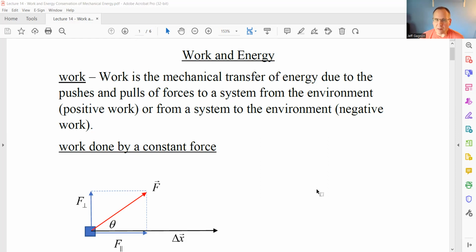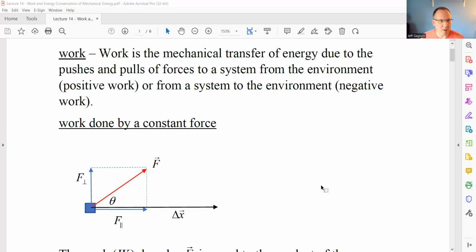And it's a transfer of energy either from the environment to a system, which would be like positive work, or from a system back to the environment, which would be negative work. So either positive work can be done on a system or negative work can be done on a system. Okay, so how do we calculate work? Well, we're going to keep it simple and we're going to deal with just work done by constant forces. So the force is constant, the force doesn't change.